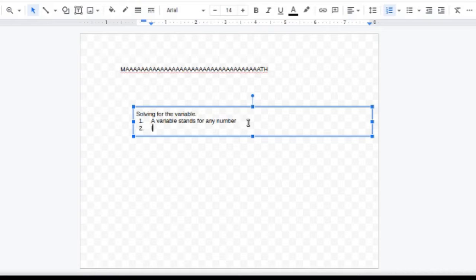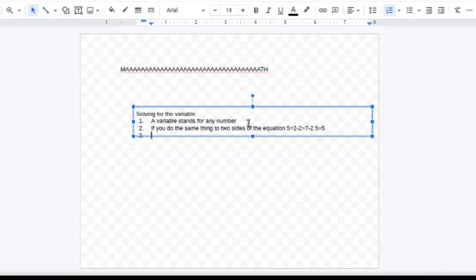2. If you do the same thing to two sides of the equation, the equation remains true. If I have 5 plus 2 equals 7, if I subtract the 2 from both sides, I will get 5 equals 5.